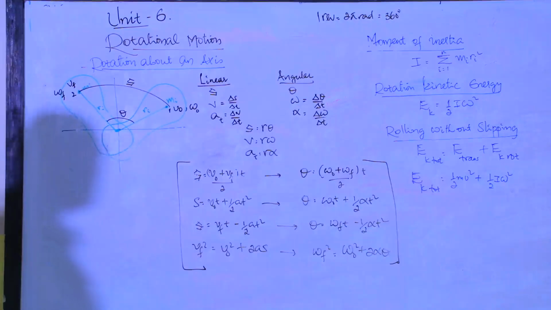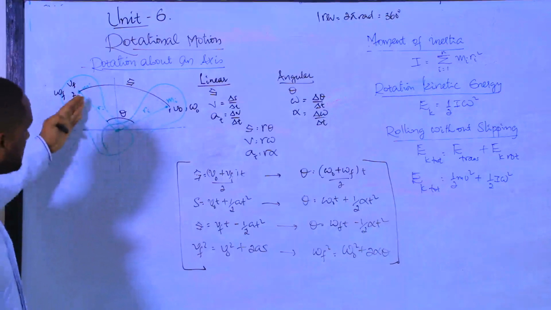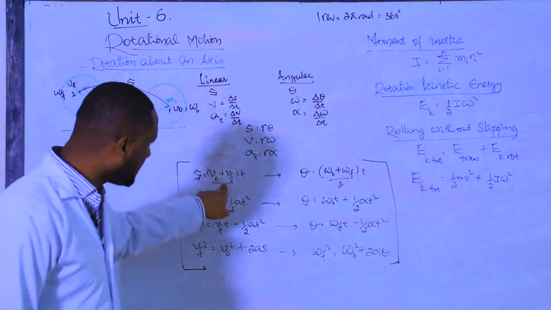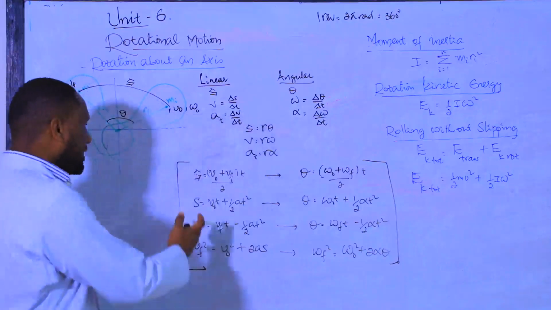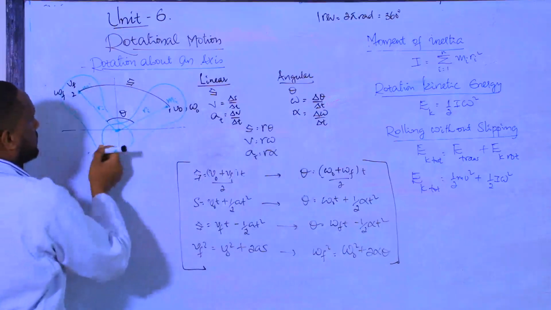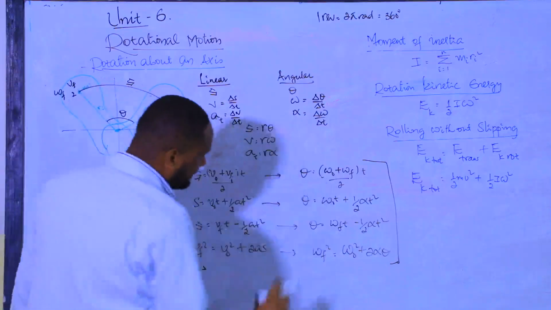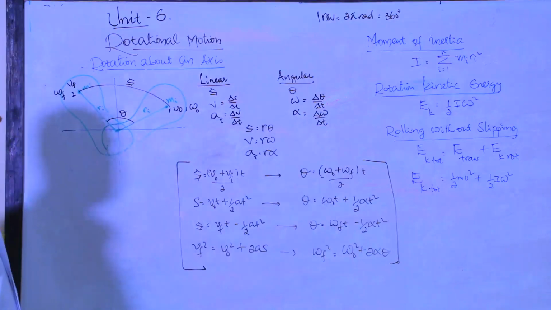For example, we can calculate the linear displacement s, or the arc length, as the initial velocity plus final velocity times t divided by 2. Similarly, we can calculate the angle that the rotating rigid body, or the particles of the rigid body, makes with the center using these mathematical expressions.